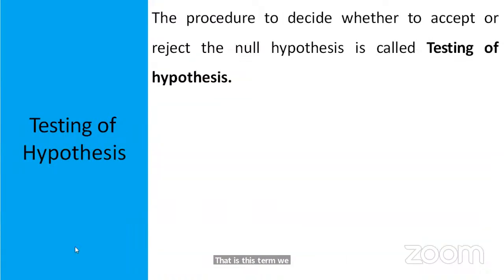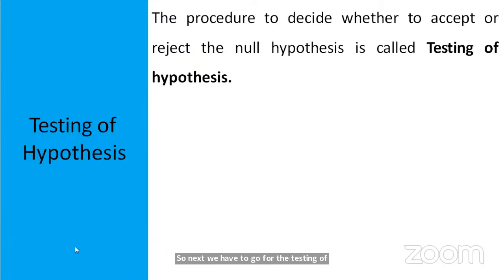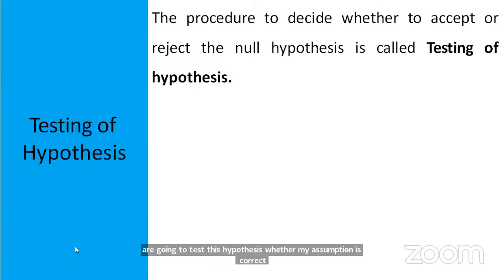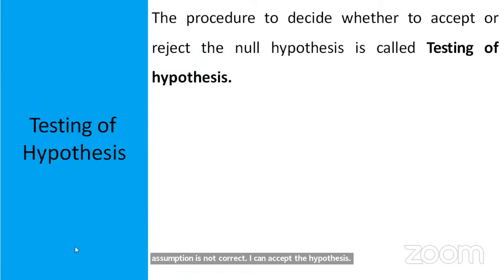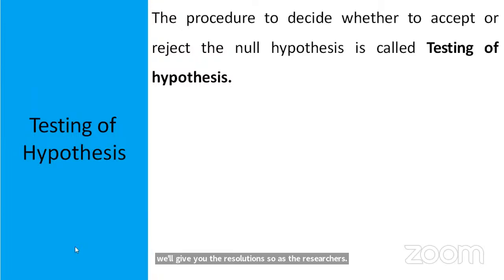Next we have to go for the testing of hypothesis. How are we going to test this hypothesis? Whether my assumption is correct or not correct, I can accept the hypothesis or reject the hypothesis. This is what we should follow for any given research problem. As researchers, we should analyze the problem, apply hypothesis testing and statistical tests, and then give the solutions: yes, my assumption is correct, or my assumption is incorrect. This is the approach we should follow in hypothesis testing.